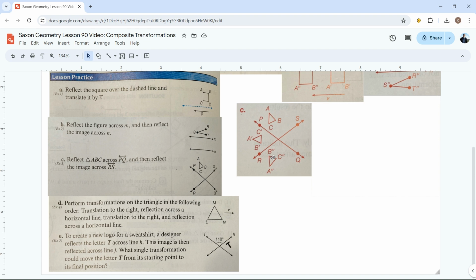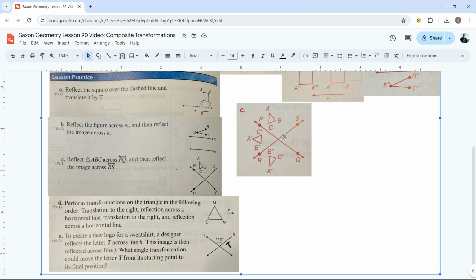What is the angle of rotation? Well, the angle of rotation is going to be double the angle between the two lines. But which angle do we use? Do we use P? We'll say the center point here is, let's make it Z.